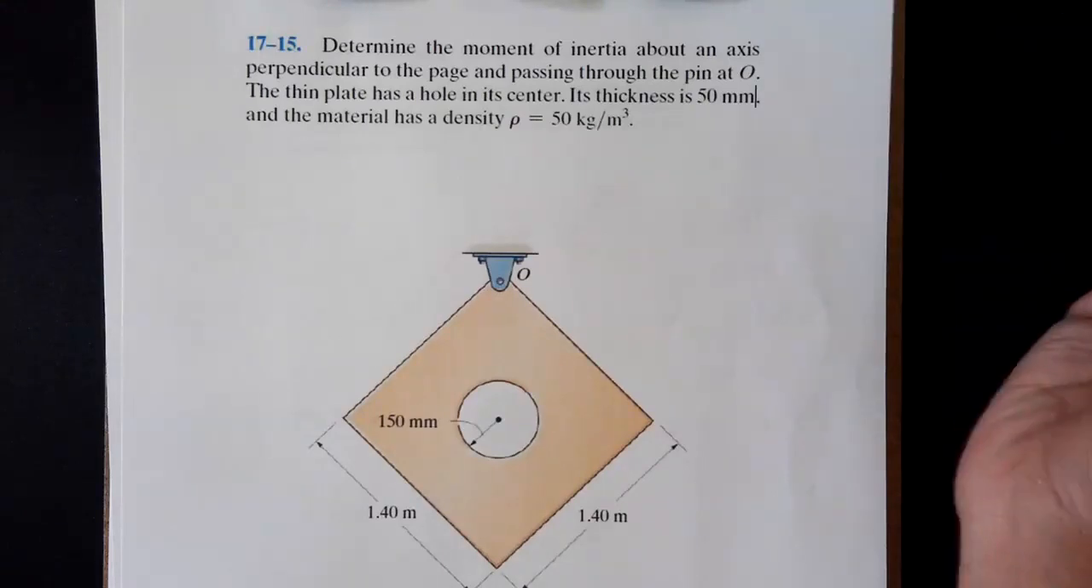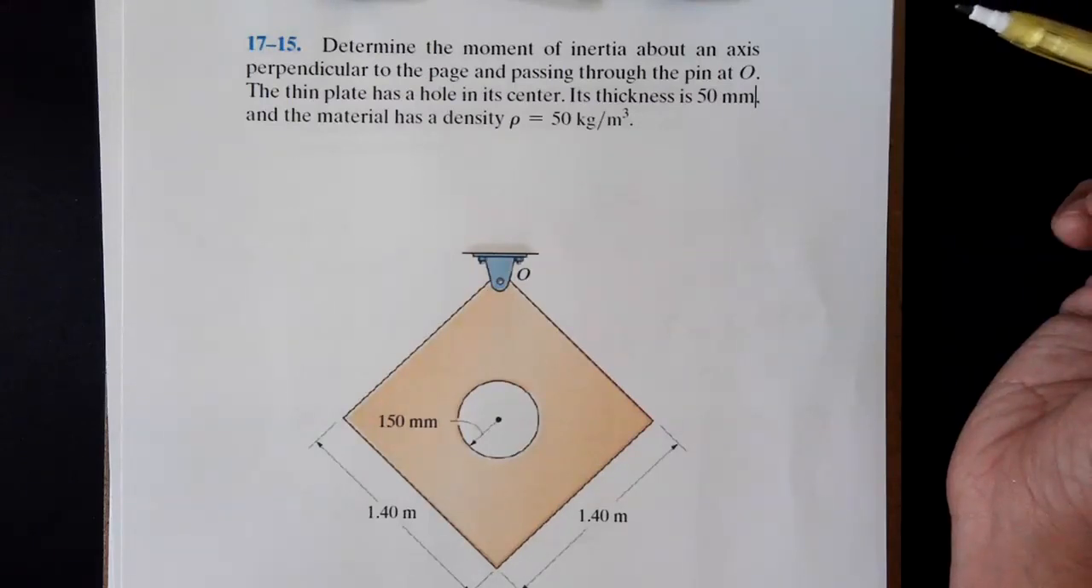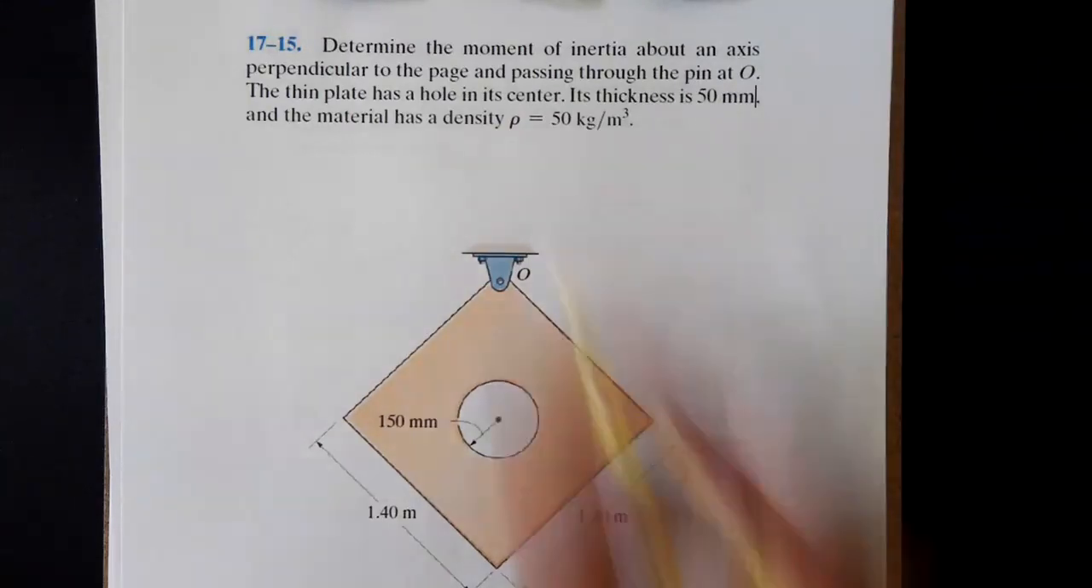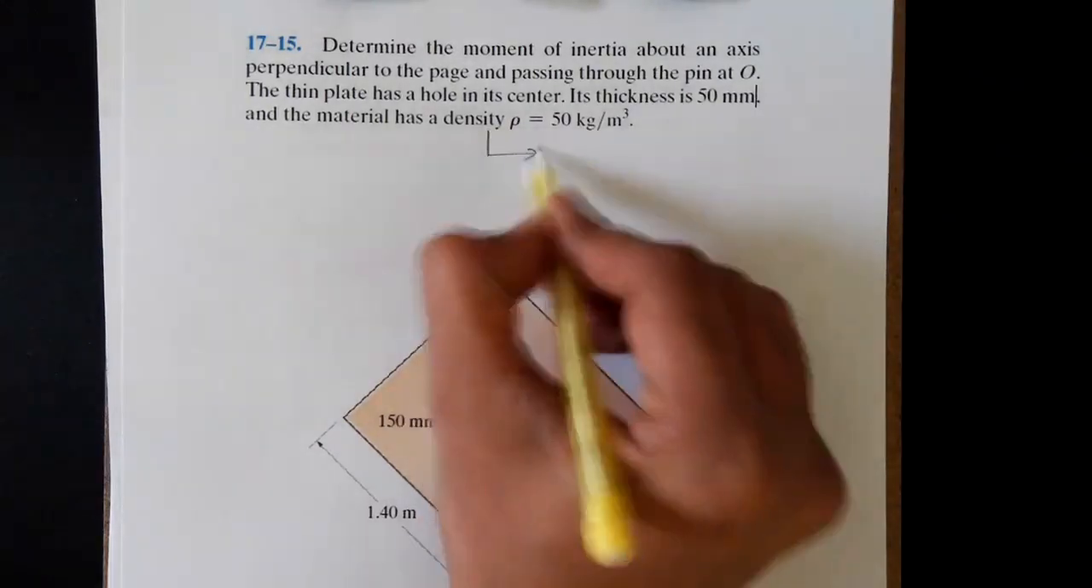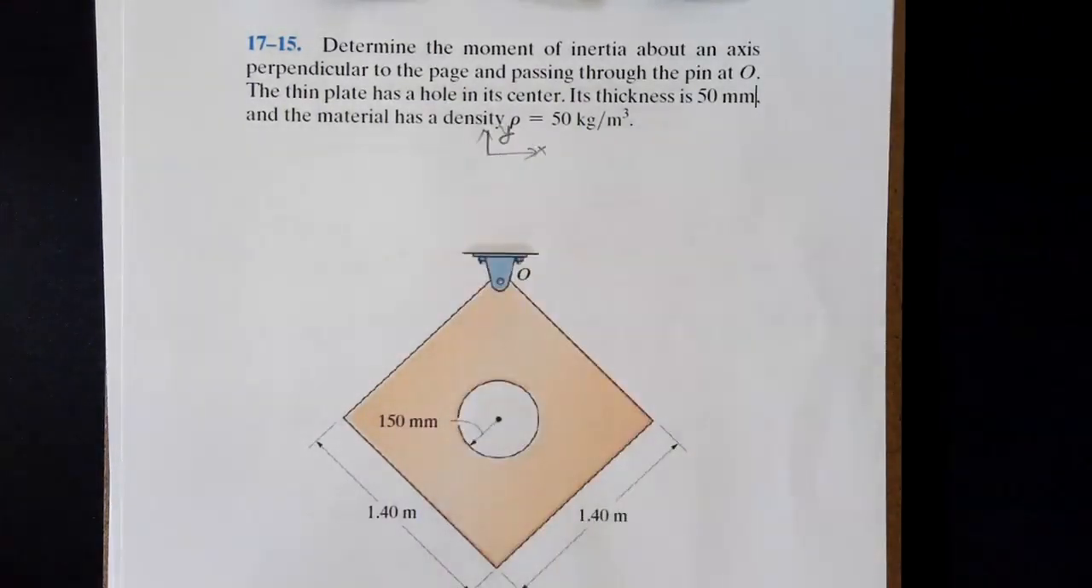Problem 2. Determine the moment of inertia about an axis perpendicular to the page and passing through the pin at O. The thin plate has a hole in its center. Its thickness is 50 millimeters and the material has a density of 50 kg per meter cubed. In this example also, the xy axis is the plane of the paper and the z axis is perpendicular to the plane of paper.